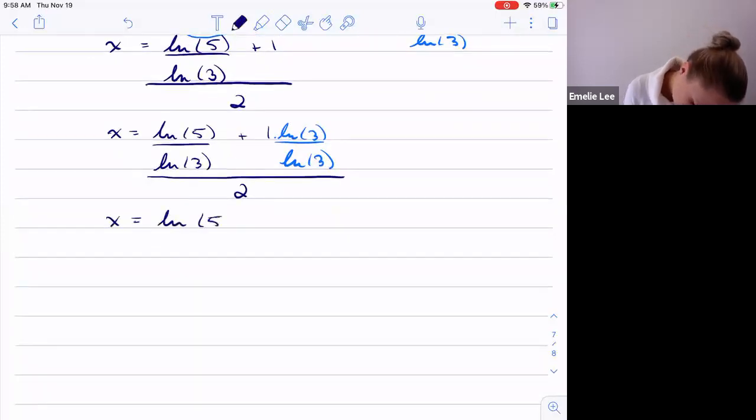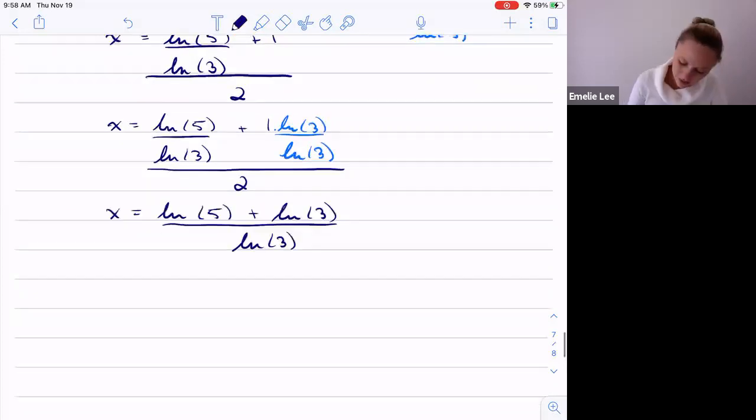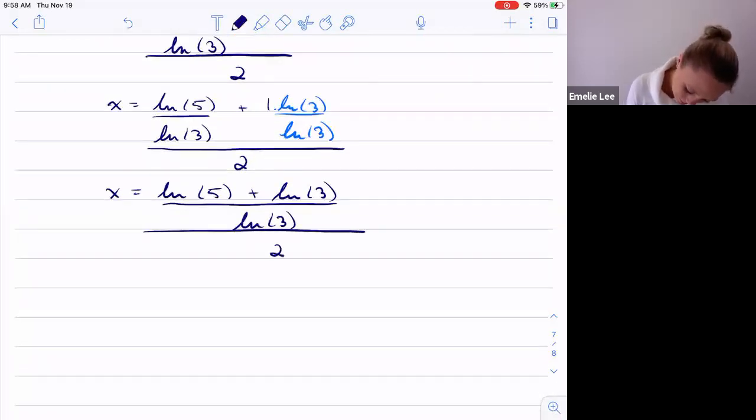X is the ln of 5 plus the ln of 3 divided by the ln of 3, all divided by 2. Hey, what? This worked out nicer than I anticipated. But now, so we're adding logs of the same base, which means I can multiply them together, right? And so it's the ln of 5 times 3 divided by the ln of 3.